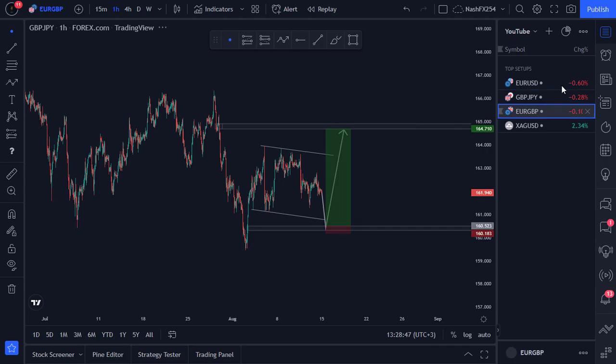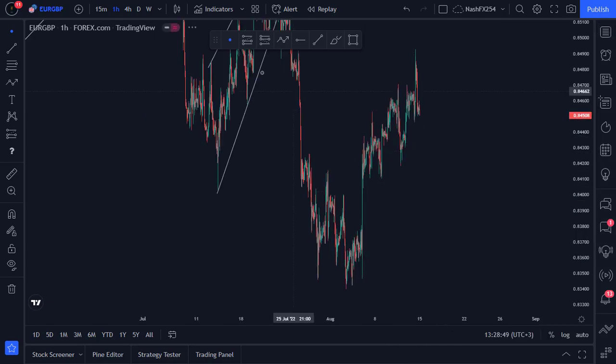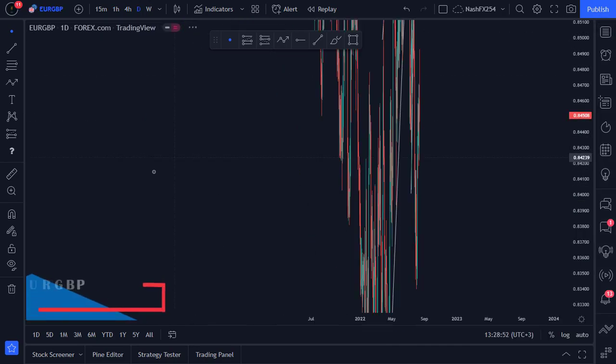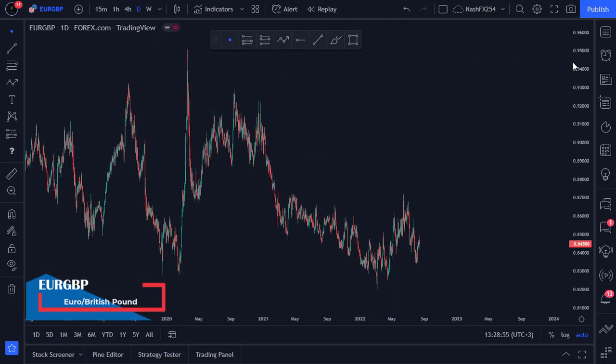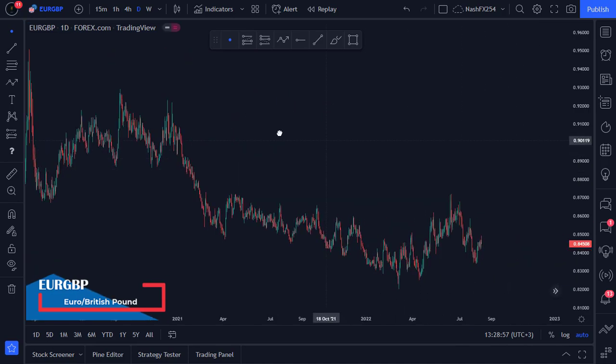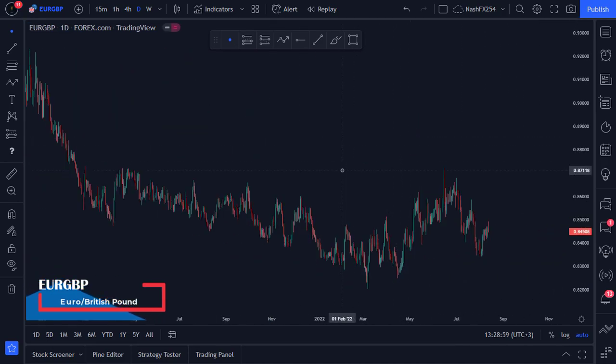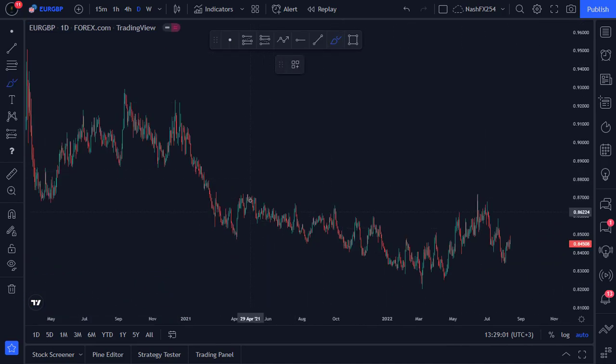Okay, guys. Next is euro pound. Let's just go on a daily. Let me just remove my drawings. As you can see, with euro pound, the price has been moving quite corrective, both on the downside and on the upside. But currently we have a bit clear price action over here, because this is an impulse correction, but right now we have some sort of another impulse over here, and now we are correcting these areas.